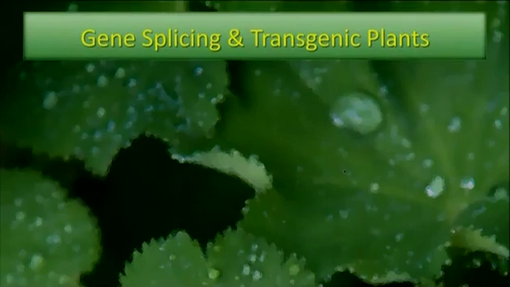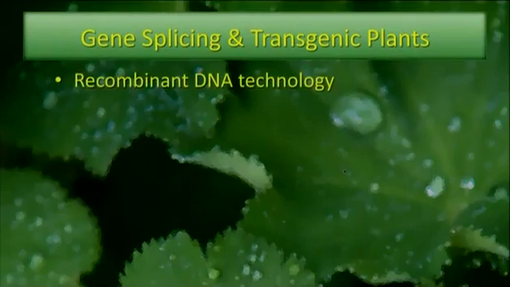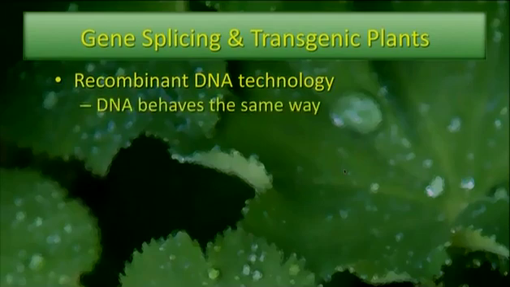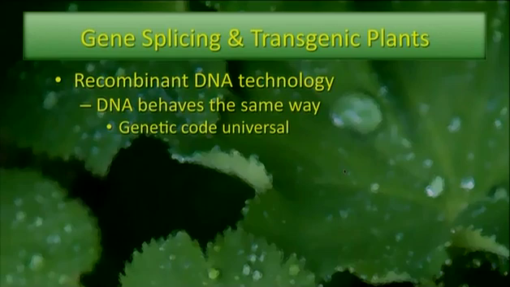Okay, so gene splicing in transgenic plants. They can do recombinant DNA technology where you take DNA from one organism and put it in another organism. And that makes genetically modified organisms, or GMOs. So remember that DNA behaves the same way whether it's in a bacterium or in plants or in humans because the genetic code is nearly universal, right? So genes from bacteria or from humans even can be inserted into plants' genome, leading to transgenic plants, right?